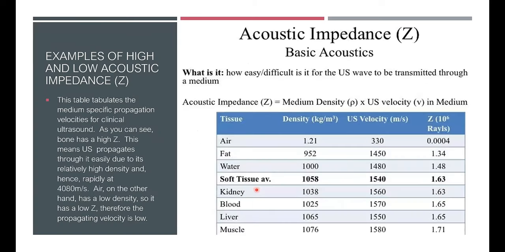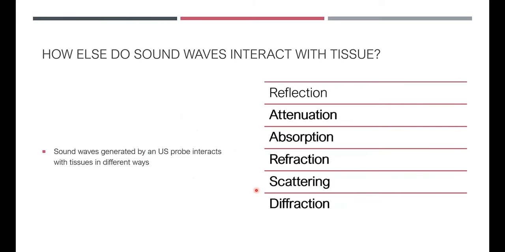I'm going to skip propagation velocity because it's not very important. But what I would like to cover is these five concepts, and these are very, very important, because they give us the idea of why we see A lines, why we see B lines, and how we interpret B lines going up in density.